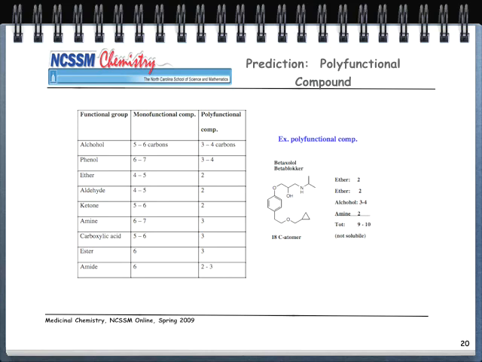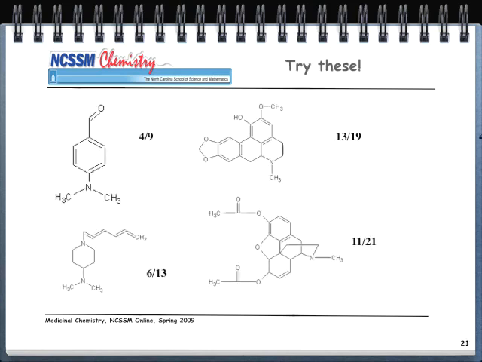That's not enough to consider this thing to be soluble, and so I would consider this drug to be not soluble in water. Okay, and here are some examples for you to practice.